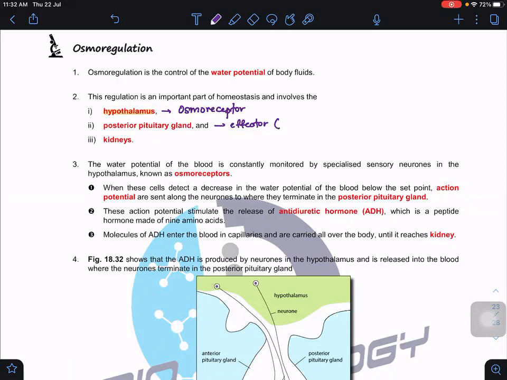hormones. Secrete what hormones? It's called antidiuretic hormone, ADH. The kidney is the one that actually receives the hormone from the pituitary gland and carries out the increased reabsorption of the water molecules. So these three components you have to know.